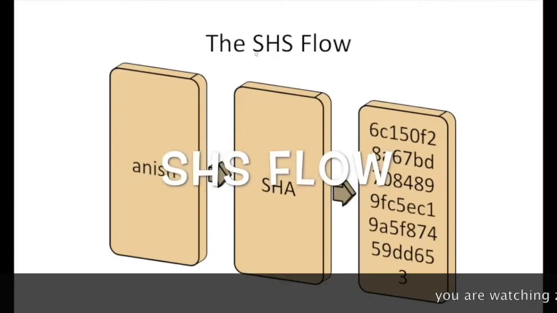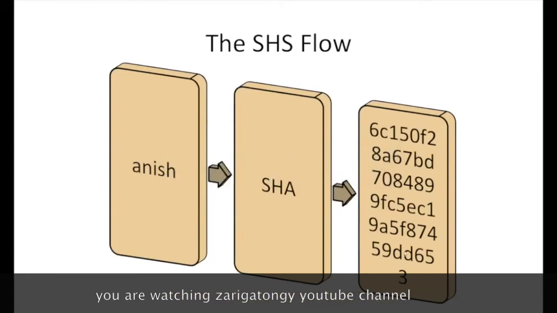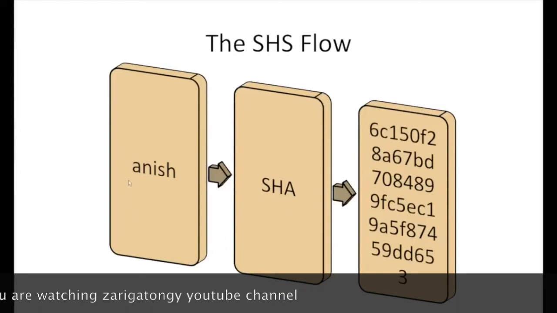The SHS flow. Any given message passed to the algorithm will produce a message digest. In this example, a given clear text message is passed to a one-way SHA hash function and produces the message digest. The message digest will vary based on the type of SHA family we choose.